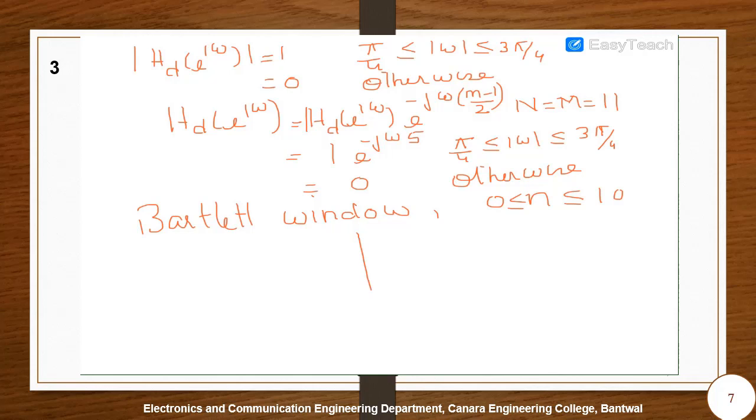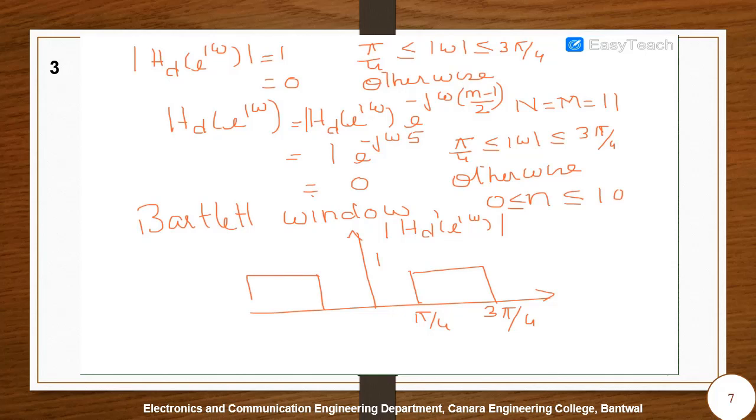Now we'll try to plot this. It is pi by 4 to 3 pi by 4, the desired magnitude of frequency response. It's 1, and it is minus 3 pi by 4 to minus pi by 4. Looking at this, we can say that it is a band pass filter. We are going to design a band pass filter using Bartlett window with m value equal to 11.